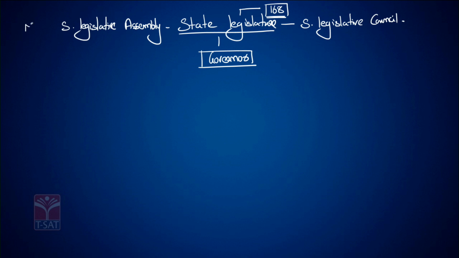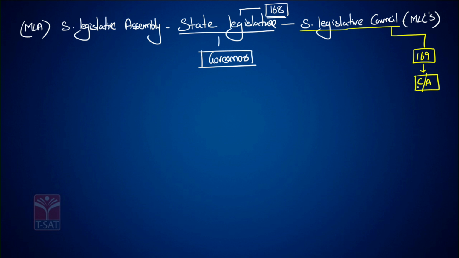These members are called MLAs and these members are called MLCs. It is not compulsory for a state to have a state legislative council. Article 169 of the Constitution deals with creation or abolition of the council. As on today, there are 6 states in India where there is a state legislative council: Andhra Pradesh, Telangana, Karnataka, Maharashtra, UP and Bihar.